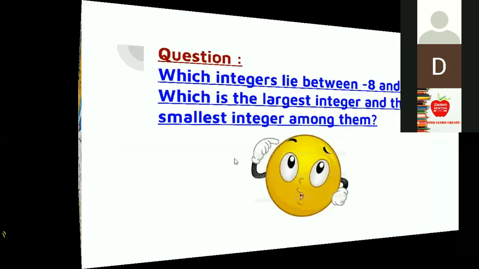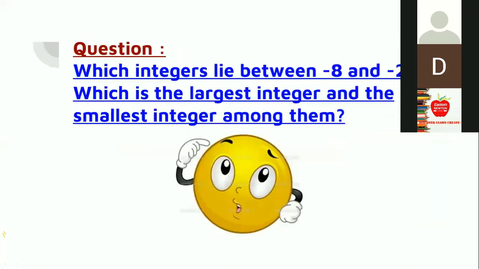So next there is a question: which integers lie between -8 and -2, which is the largest integer and the smallest integer among them? You have to listen to this carefully. So first thing you must remember is our number line. You must imagine the position of -8 and -2 on the number line. You must know where -8 is and where -2 is. So which is smaller and which is larger?